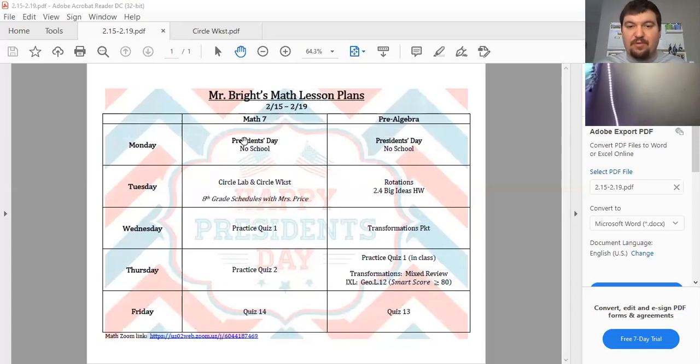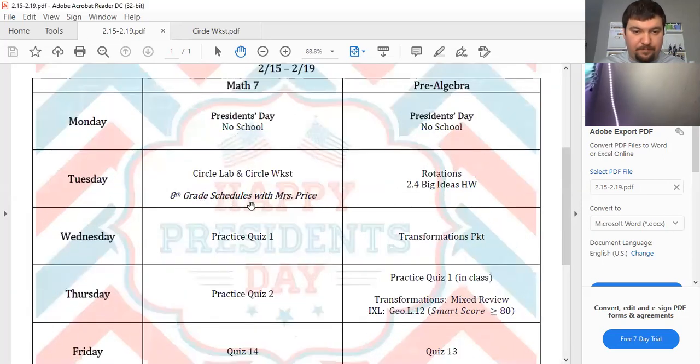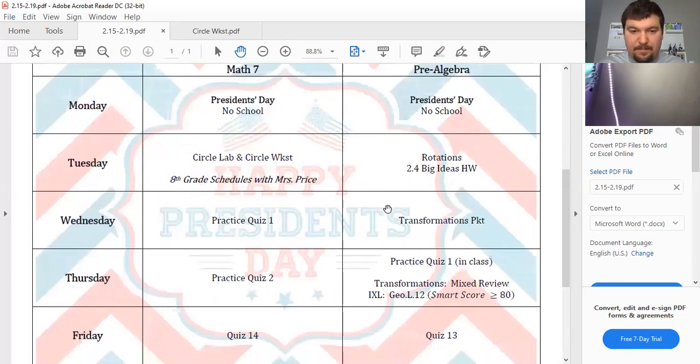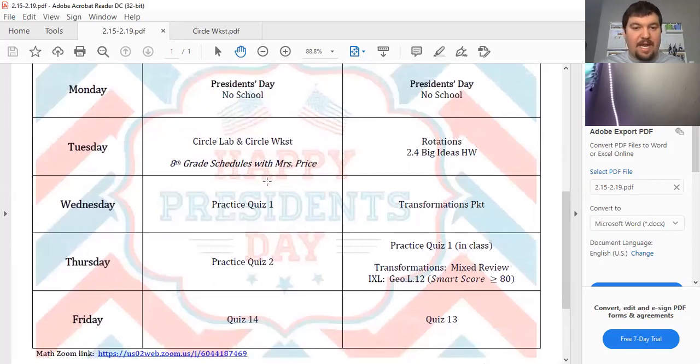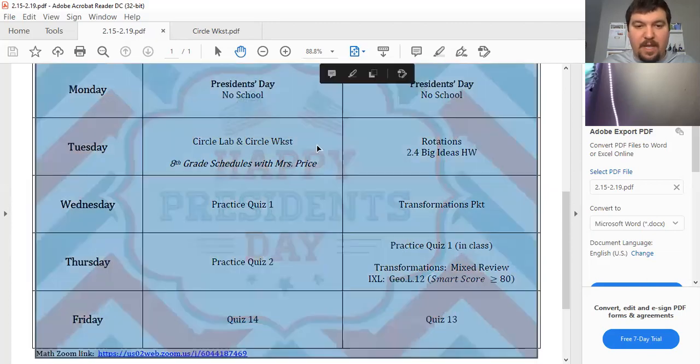So obviously we didn't have school yesterday because of President's Day. And so today, what we're going to be doing, if I can zoom in a little bit, there we go, is a circle worksheet. We're actually going to finish up our notes from Friday, and then we're going to do a circle worksheet. I am not going to do the lab with you guys today since we're not at school. So I may have time to do that later, or we may just not worry about it. But the circle worksheet is tonight's homework.